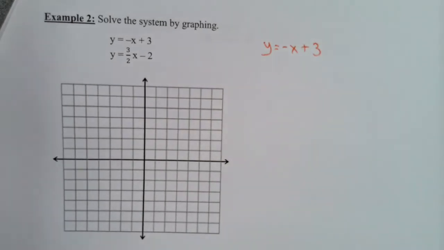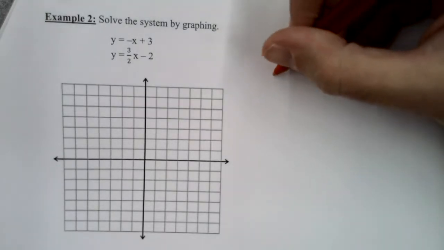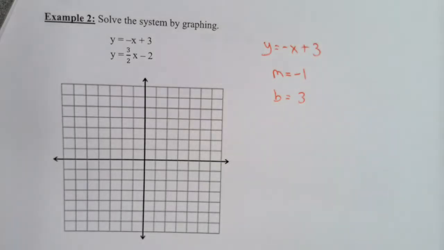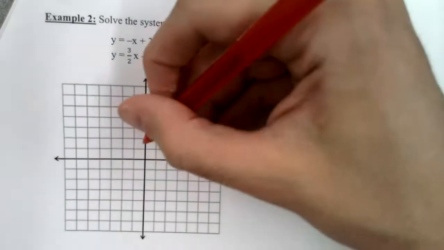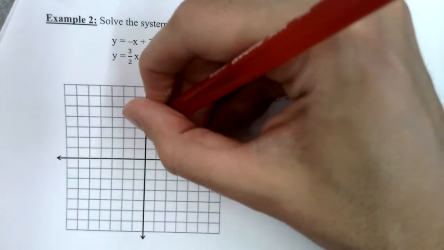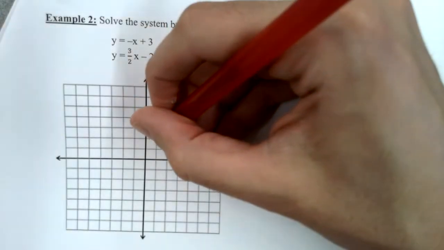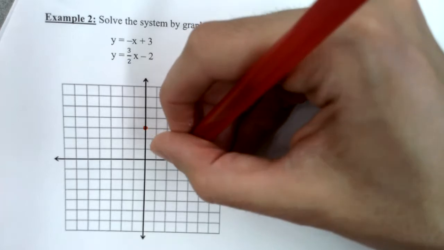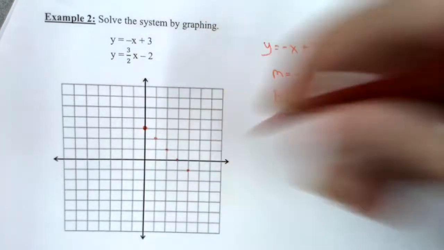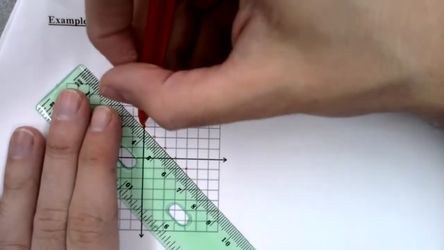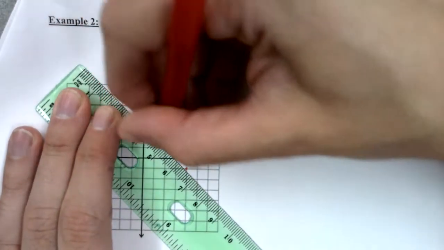Thank you. Okay, this top equation, y equals negative x plus 3. That has a slope of negative 1 and a y-intercept of 3. So you plot the y-intercept of 3 first. Slope is negative 1, so you go down 1, right 1. Down 1, right 1. I'll stop there. Draw your line.